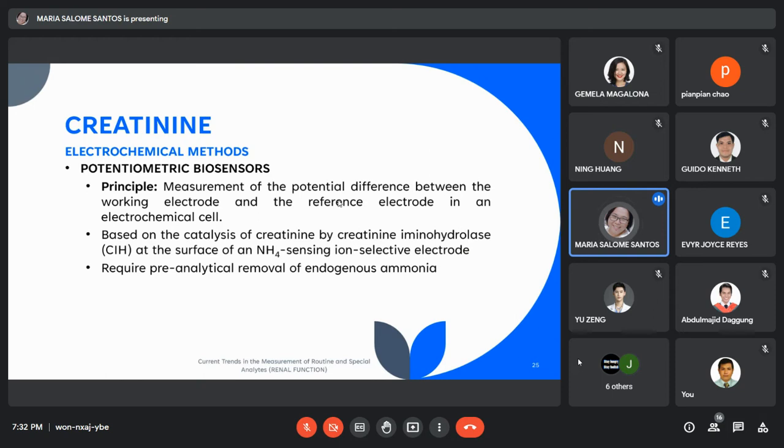For potentiometric biosensor, the principle is the measurement of the potential difference between the working electrode and the reference electrode in an electrochemical cell. It is based on the catalysis of creatinine by creatinine aminohydrolase at the surface of an ammonia sensing ion selective electrode. The pre-analytical removal of ammonia had been reported, which uses the thermal decomposition of alkalinized urine samples with no effect on creatinine concentration.